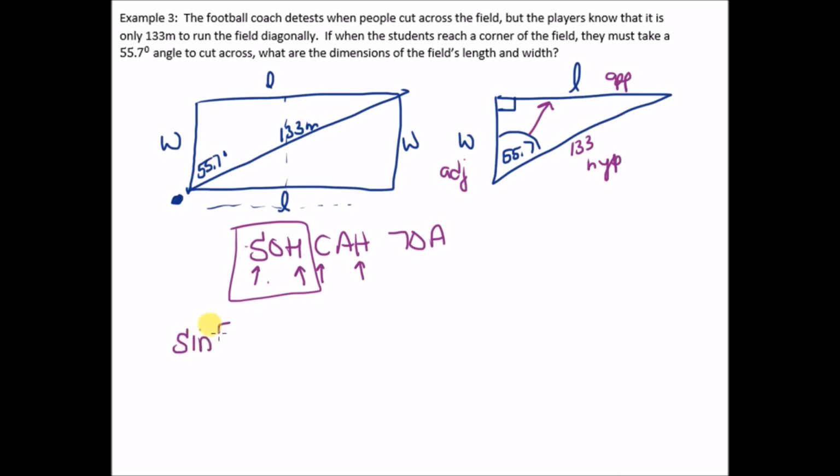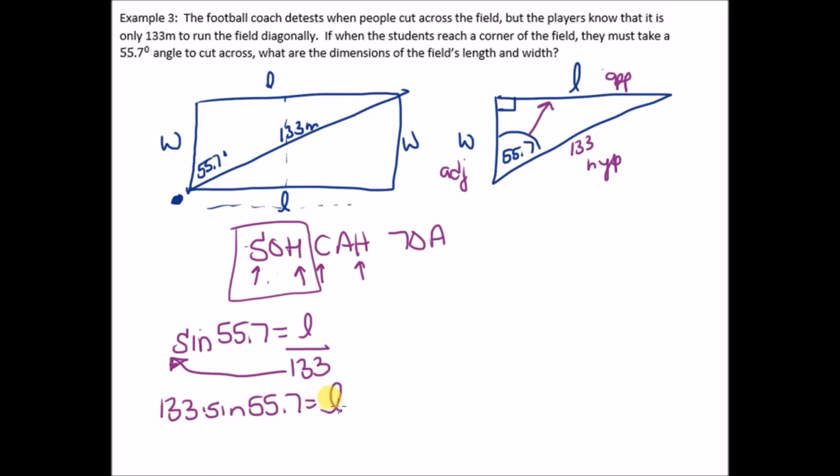Sine 55.7 equals opposite, which we don't know, so let's call that L, over hypotenuse, which is 133. Let's cross multiply, and remember, when we cross multiply, let's bring that 133 right in the front. So 133 times sine 55.7. I get L equals 109.87. Let's round to 109.9, and that's going to be measured in meters.